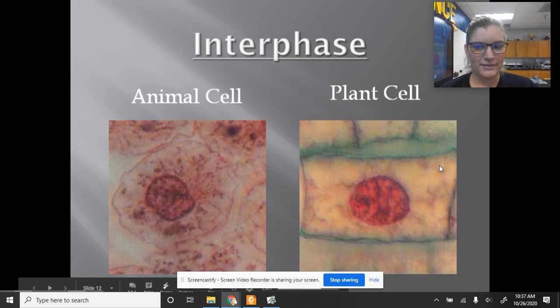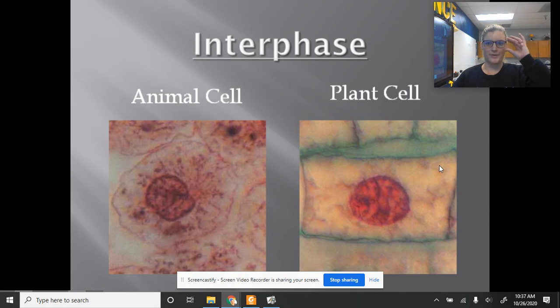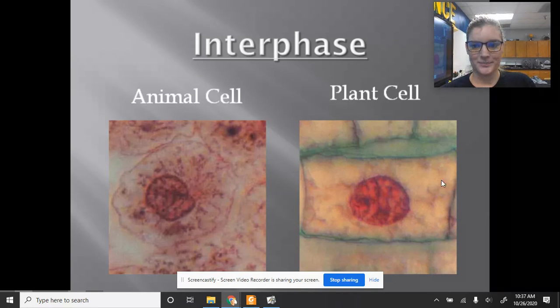Hey guys, so every single class stopped at a different point when it comes to the cell cycle. So I'm just going to start with interphase and go forward. If you want to jump to wherever your notes have stopped, feel free. Otherwise, I'm going to run through all of the steps here.